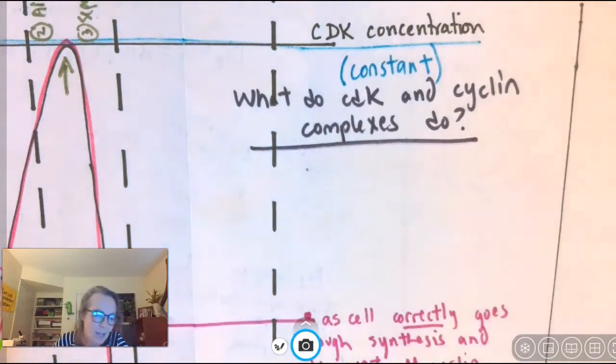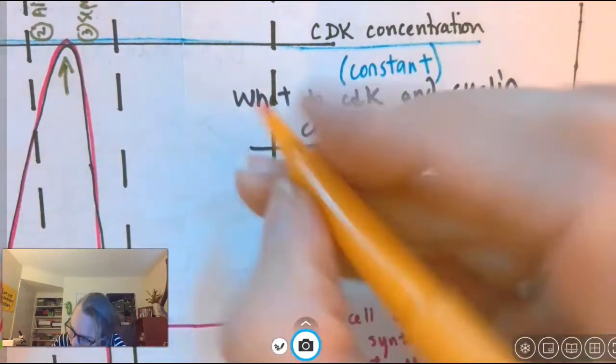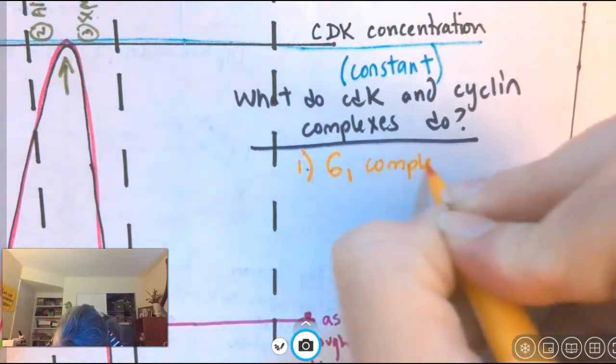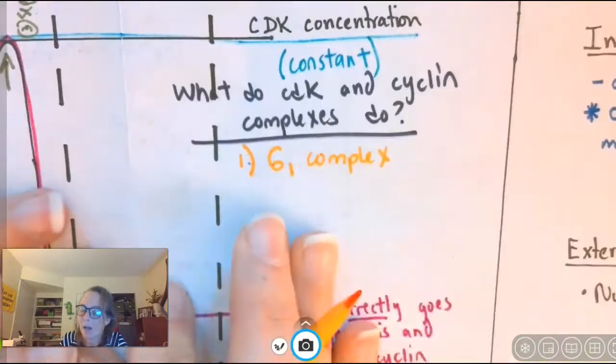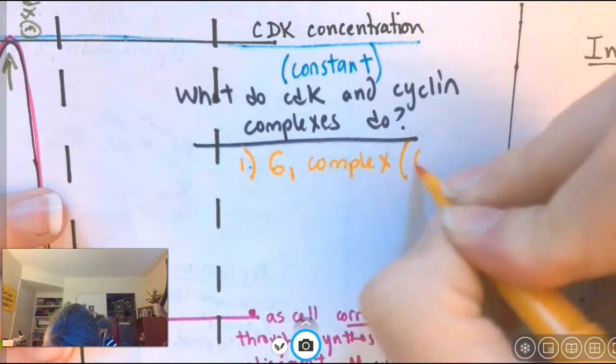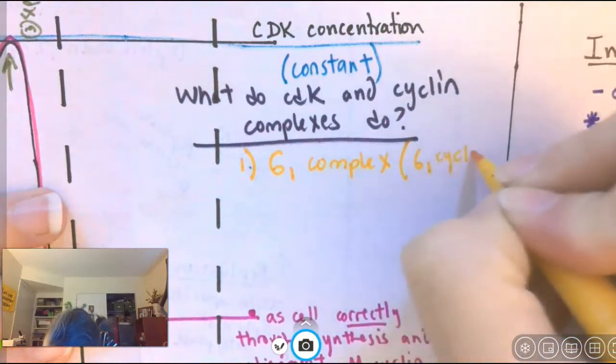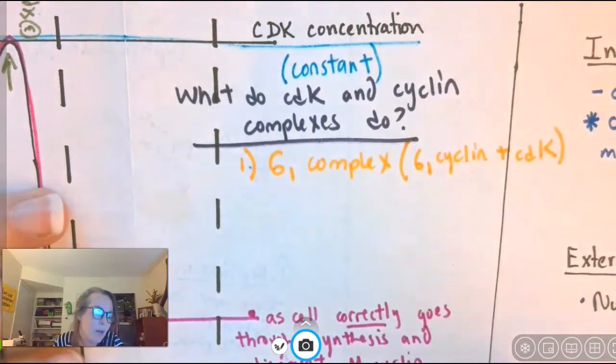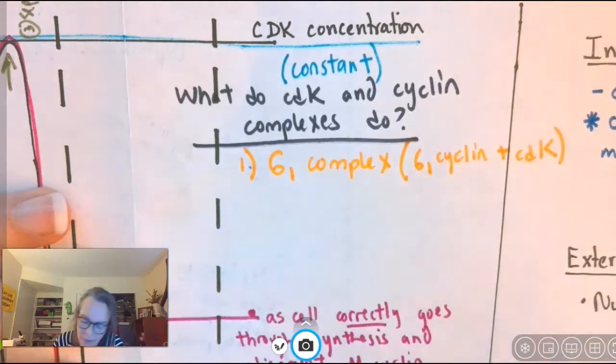The first specific example I gave was all about the G1 complex. The G1 complex is a combination of a G1 cyclin and a CDK. And what the G1 complex does is it phosphorylates DNA so that it can replicate, which pushes the cell from G1 to S.